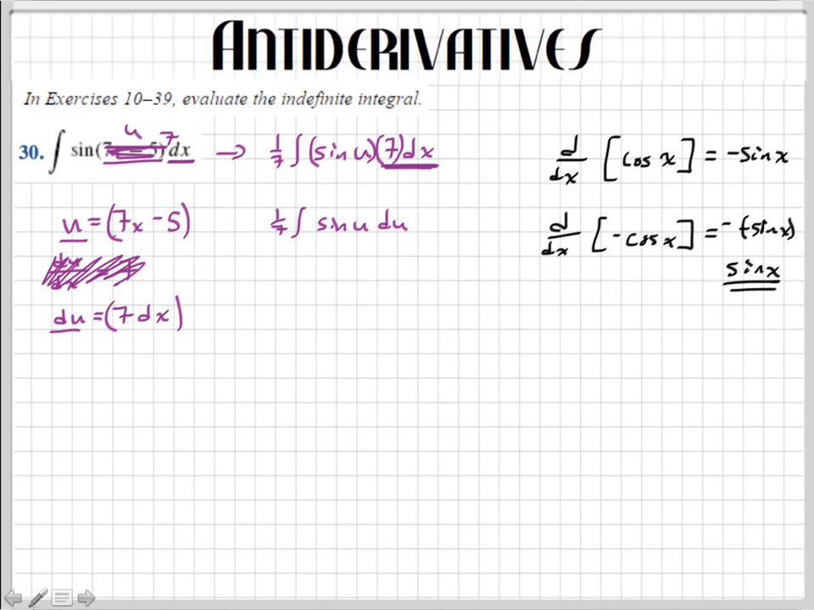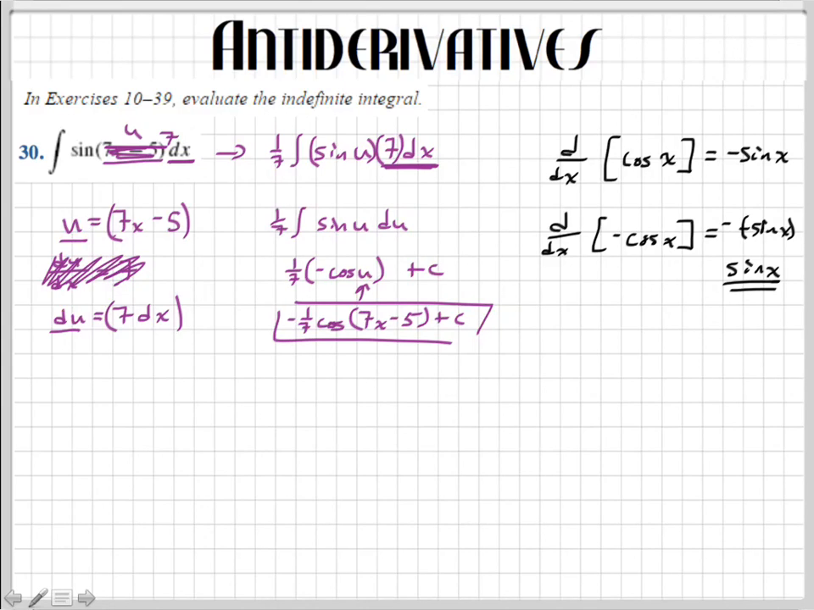So now we have 1 over 7 times negative cosine u, and the du is gone now. We could put our plus c there, but we're not finished with our problem. We have to get rid of this u. We've got to go back to the x. So we just have to sub it in. So I'm going to have negative 1/7 cosine of whatever u was, which was 7x minus 5. And then we have our plus c. Alright, so that's the indefinite integral of that first trig function that you guys have seen.